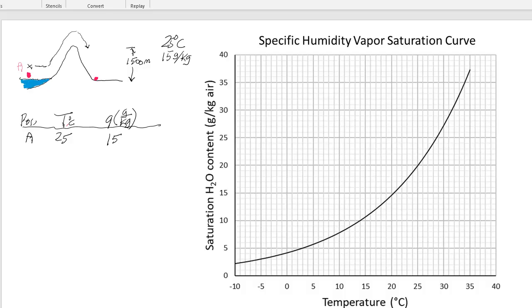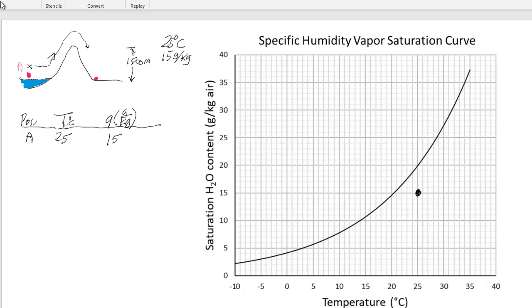So 25 degrees C, 15 plots right over here. This is the position of our initial air mass. It goes inshore, and then it starts to ascend, right? So it's going to start going up the mountain here. And as it does so, it's going to be cooling, because it's undersaturated here. It's going to be cooling initially at the dry adiabatic lapse rate of 10 degrees C per kilometer, or 1 degree C per 100 meters. And it's going to continue to do that.